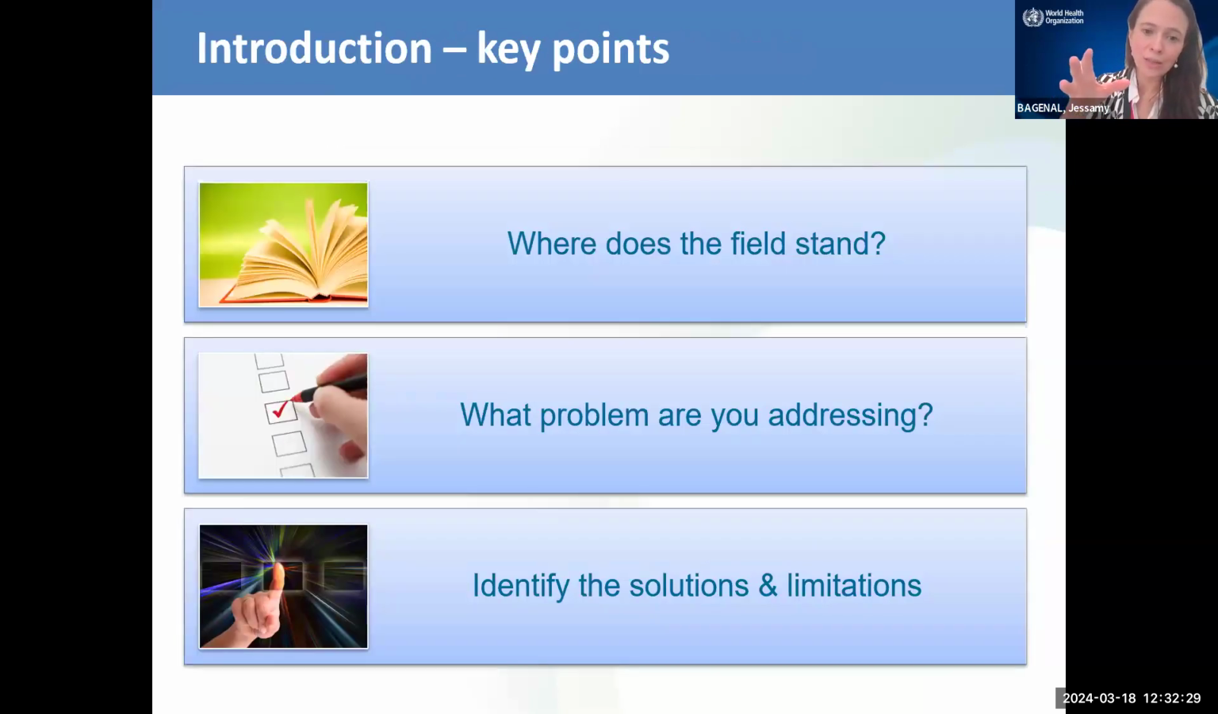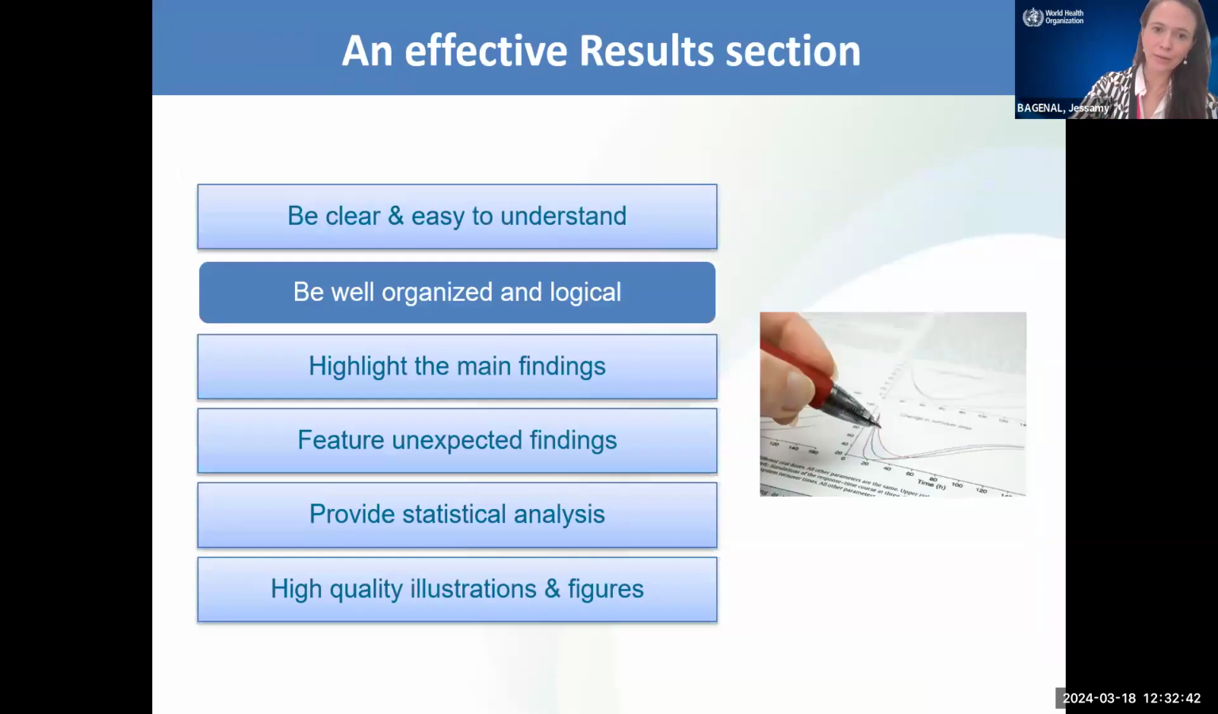So in your introduction, what you should be considering is, where does the field stand? What problem are you addressing? And identifying the solutions and the possible limitations. If you can get that into your introduction, then you're onto a real winner.